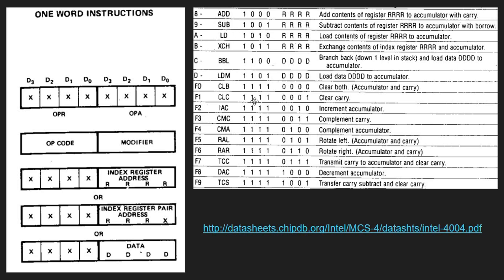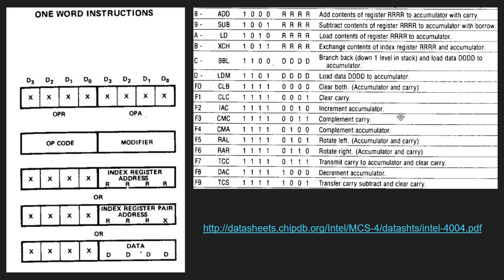Okay, then the sub instruction. This is for subtract, which is encoded as 1001. This is the opcode. So this is in binary, in decimal would be 9, and it also contains the register, and the contents of the register would be subtracted from the accumulator, and so on.